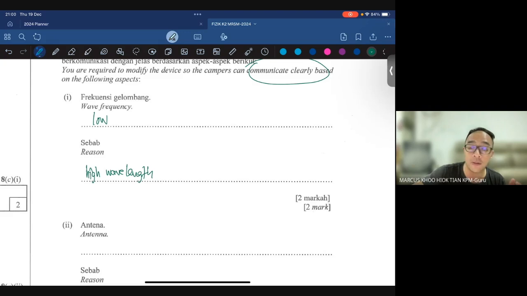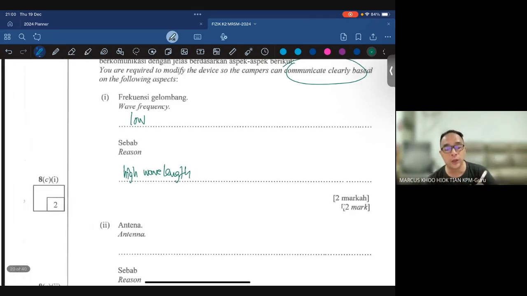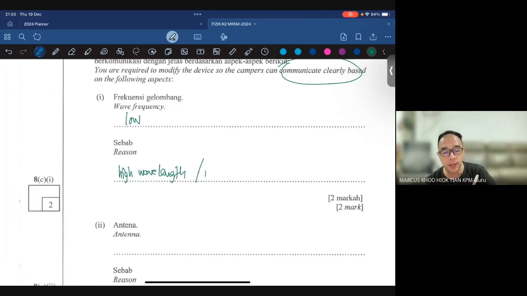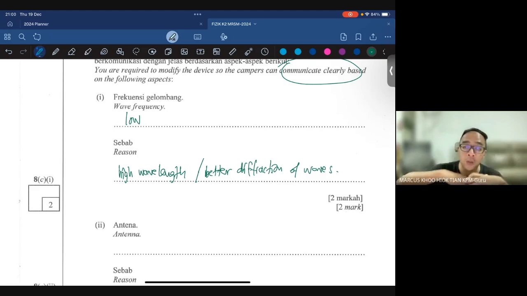Okay, for example, like radio waves. Radio waves are big wavelength. Okay, kenapa big wavelength sangat bagus? Okay, you can also say better diffraction of waves. Senang untuk dia terbelau, senang untuk dia, like go somewhere. Okay, dia bukan terpantul balik. But the main reason why I would choose low wave frequency is because of its high wavelength.